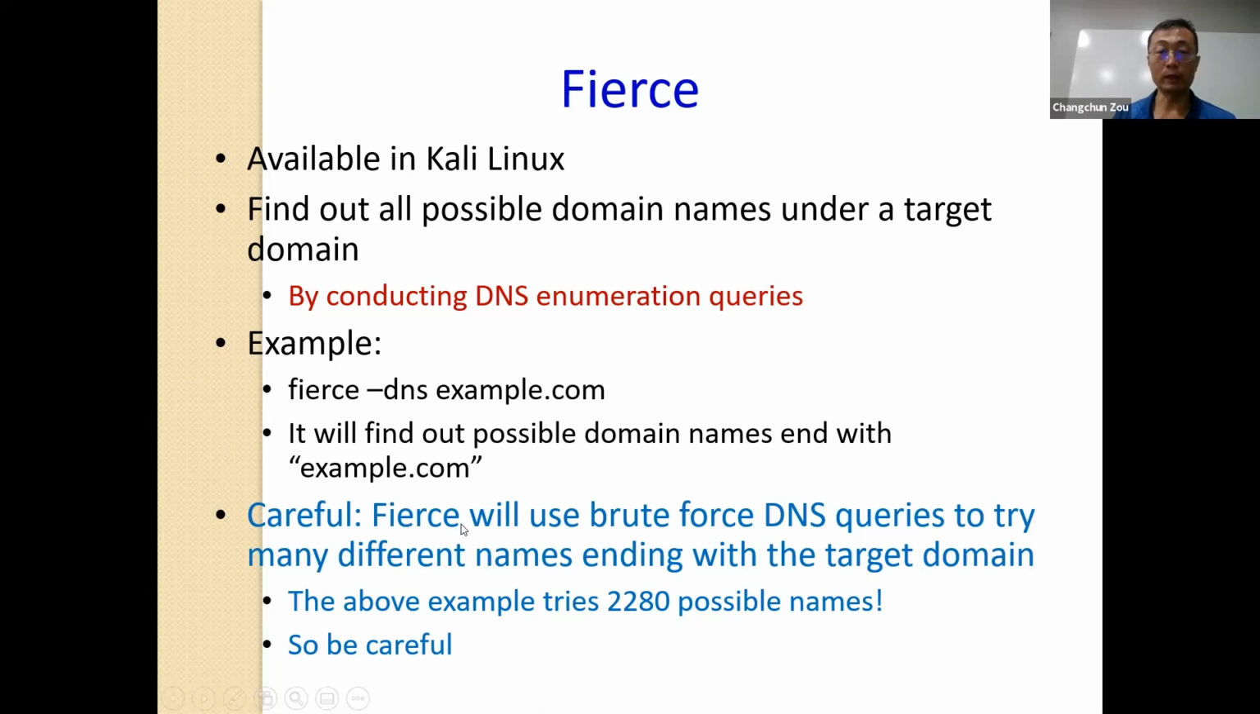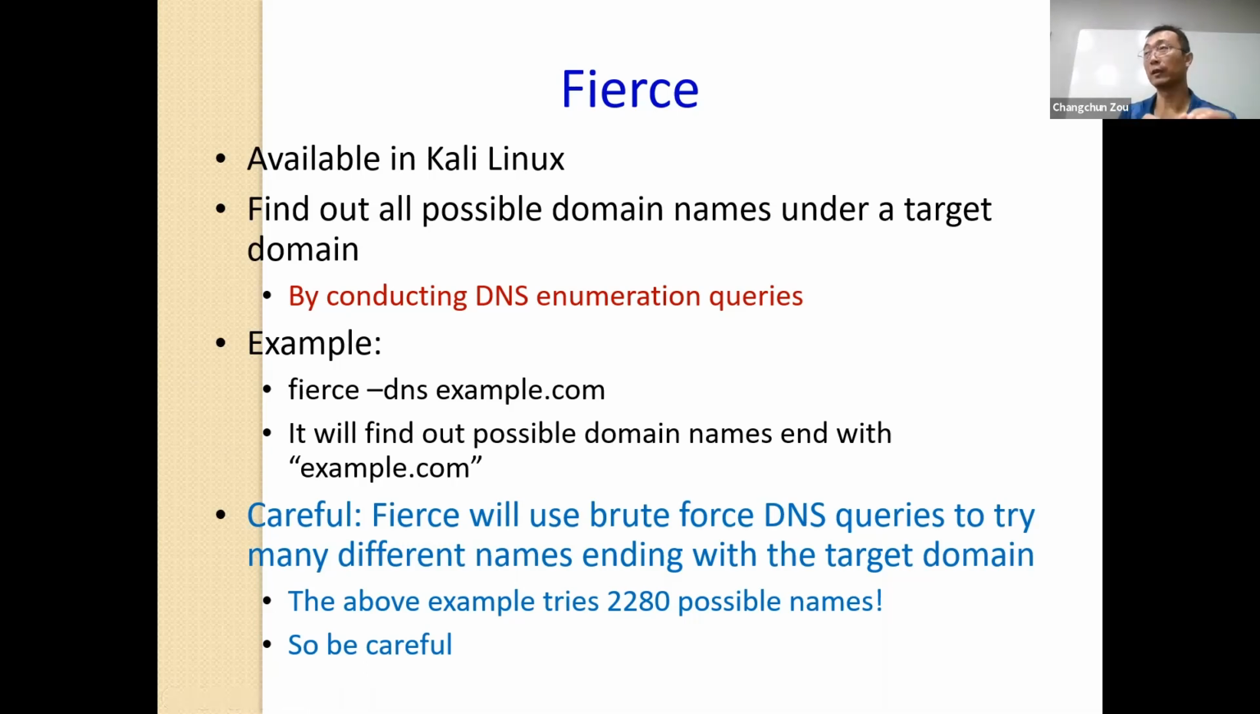Secondly, because it's random guessing, Fierce actually has a dictionary list. Fierce uses a dictionary list that contains more than 2,000 possible names. So if you use this command, it will generate more than 2,000 DNS query.